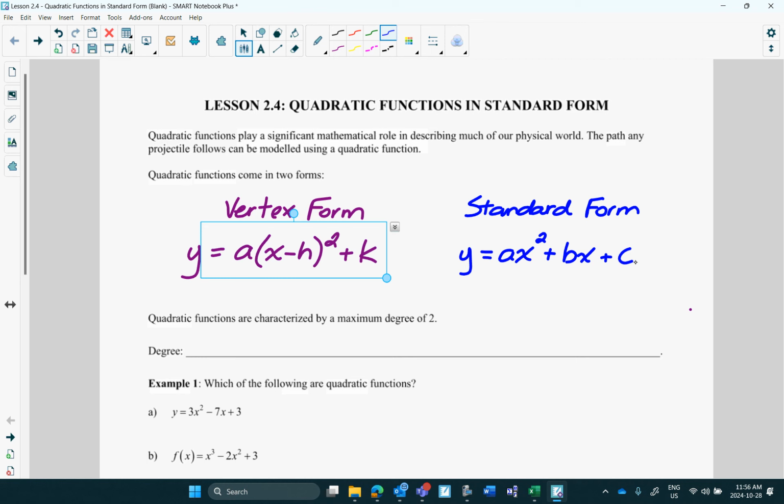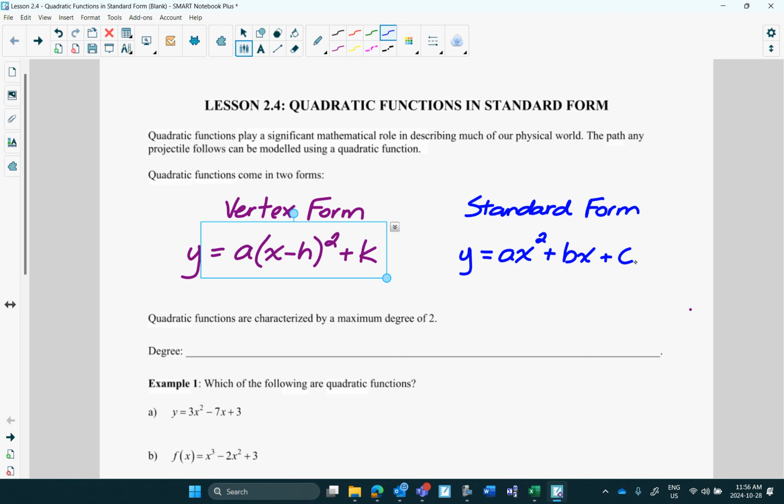So there's not going to be any parentheses, okay? There's going to be a number at the end, but it doesn't mean that you move up, down, okay? It's just a different form, but often quadratic functions are expressed in this form.